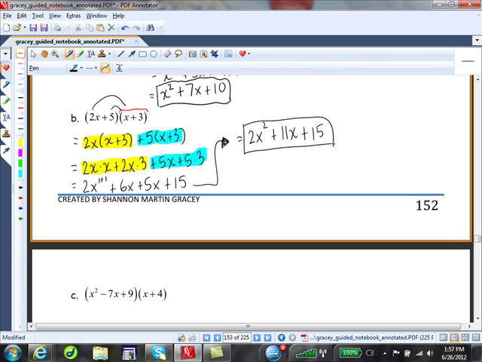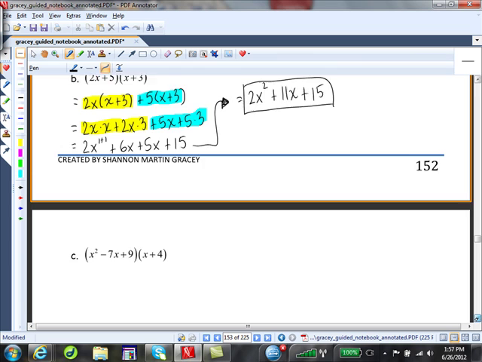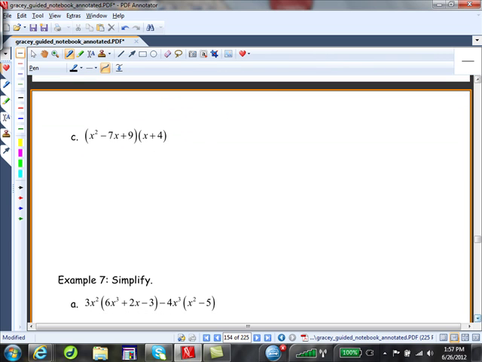Okay, now multiplication can also be done vertically. And oftentimes, if you start getting in where you've got a trinomial times a binomial like here, or a trinomial times another trinomial, it can get a little bit complicated. So why don't we do an example of multiplying these vertically, and that will help us to combine the like terms. So I'm just going to rewrite x squared minus 7x plus 9, and then we'll have x plus 4. Okay?